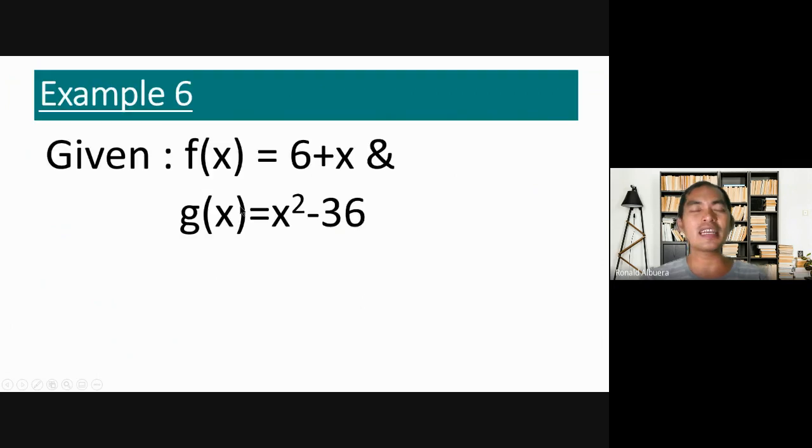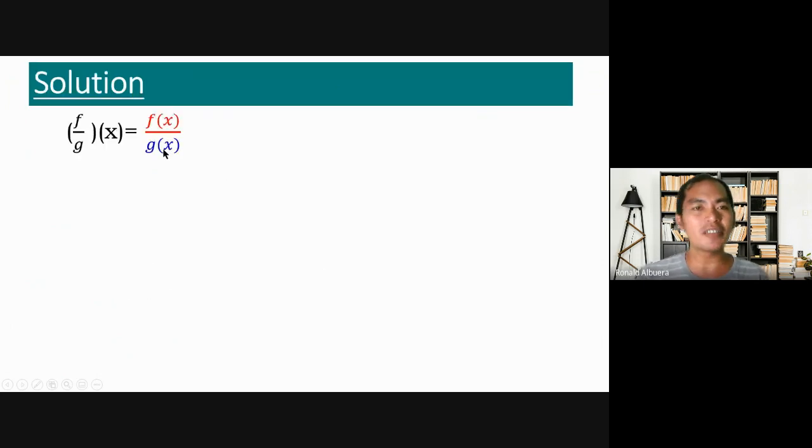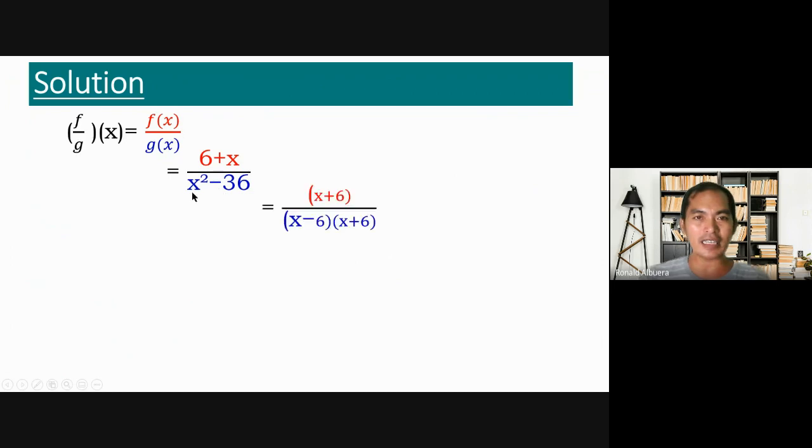Okay? Okay, last example. Given f of x equals 6 plus x and g of x equals x squared minus 36. Find f over g of x. So by definition, f of x over g of x equals f over g. Then we substitute our f of x, 6 plus x. Our g of x is x squared minus 36. But then, ang denominator ay pwedeng i-factor. Okay? Ang factor ng x squared minus 36 is x minus 6 and then x plus 6.